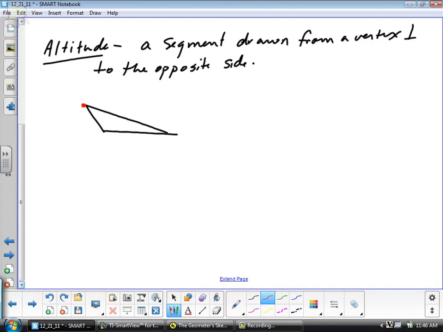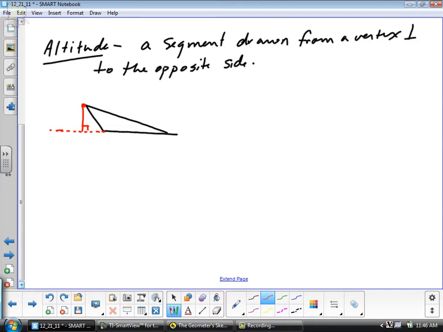have to go outside the triangle. How do I go perpendicular to this side right here from that vertex? I have to go outside the triangle, don't I? So you have to extend this side if your triangle is obtuse, and then that is an altitude. Altitude is a segment drawn from a vertex perpendicular to the opposite side.